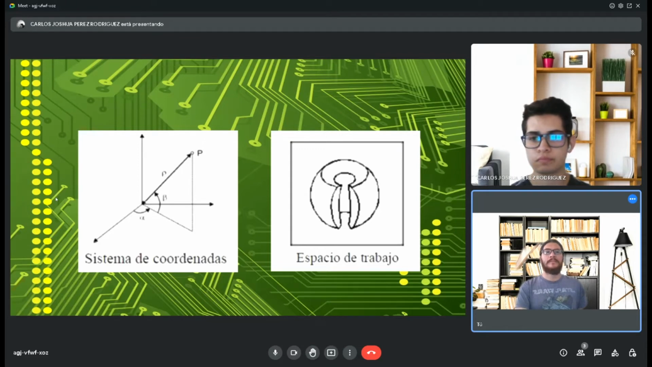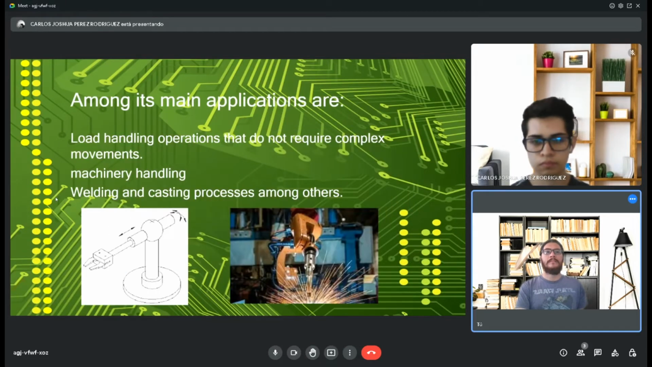Next. The application is for low handling operations that do not require complex movement: machine handling and casting processes, among others. Next.